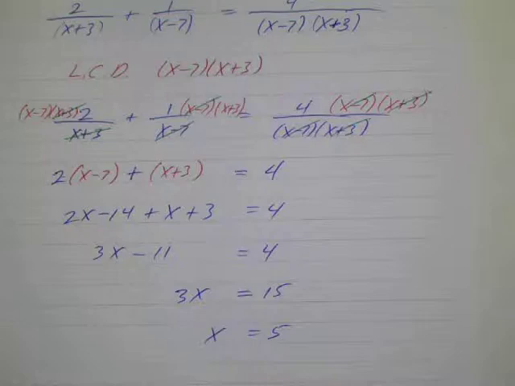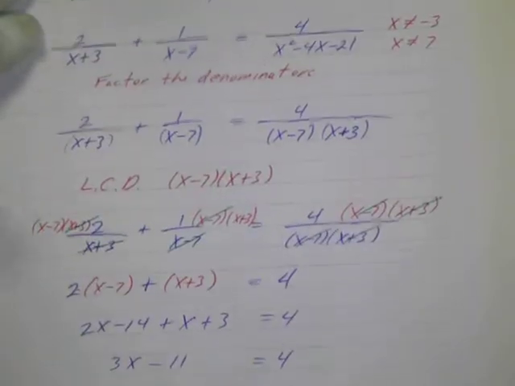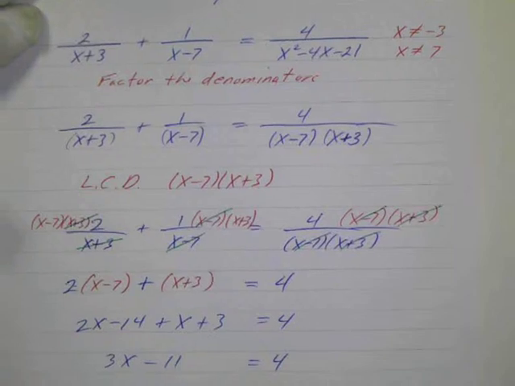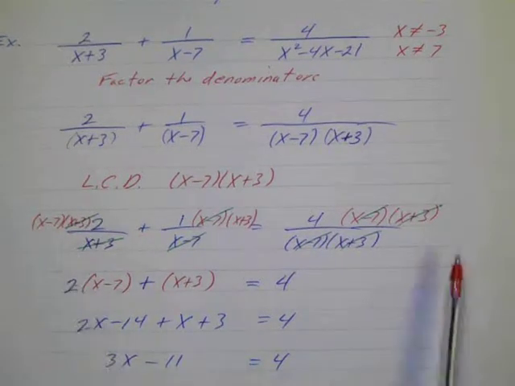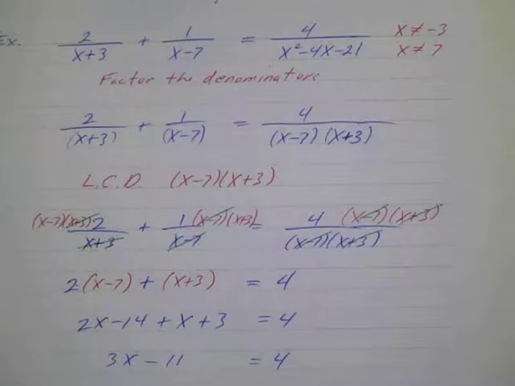Shouldn't be any problem. So remember these two steps: make sure the denominators are all factored, and then build your LCD, your least common denominator. Then multiply both sides of the equation. That's every term. Terms are joined by positive or negative signs. Multiply every term by the LCD, and then you're going to have a nice simple equation to deal with after that. Although sometimes it might be a quadratic.